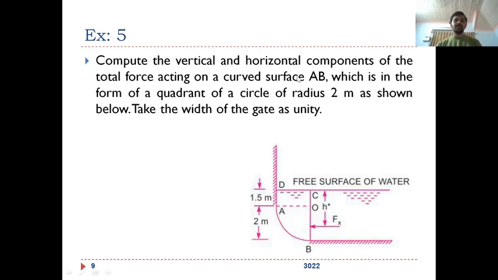So you know the equations for a circle. Area is pi by 4 d square, Ig is pi by 64 d to the power 4. So this quadrant of a circle is 1 by 4 that of a circle. Radius of the circle is given as 2 meters. The width of the gate could be taken as unity. Unless given, we can take that as unity because we are considering the surface.